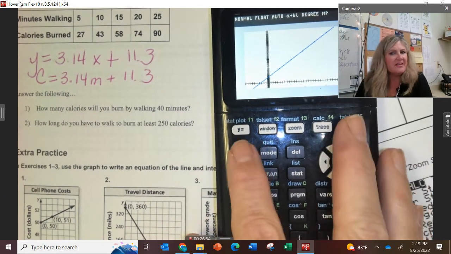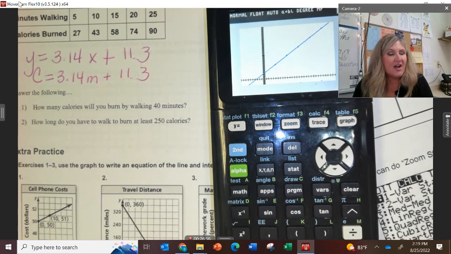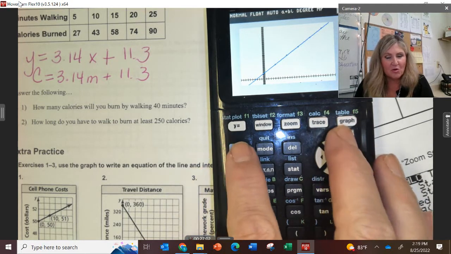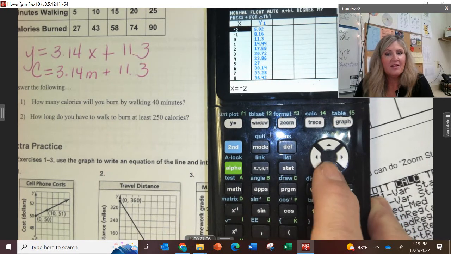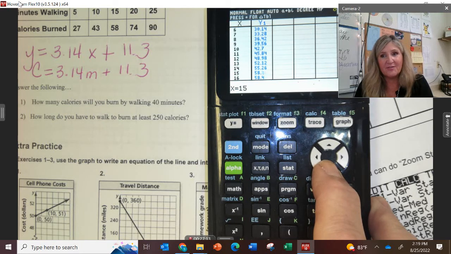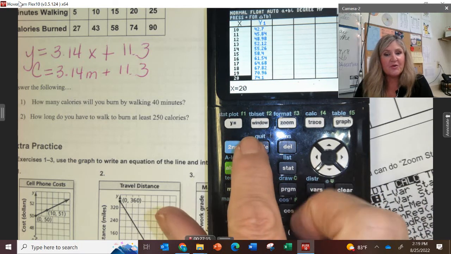Guys, you should be able to think of this. Where's somewhere that we've gone to find points before? Somebody whispered it. Table. Go second graph. Go to table. What am I going to have to do? Look for when X is what? I don't feel like sitting here and scrolling down to 40. Let me show you another way.